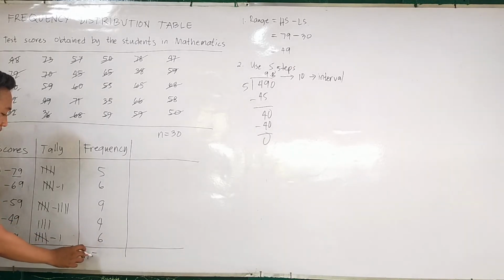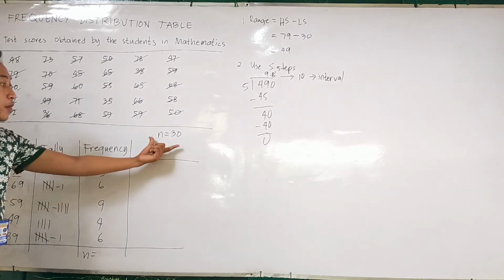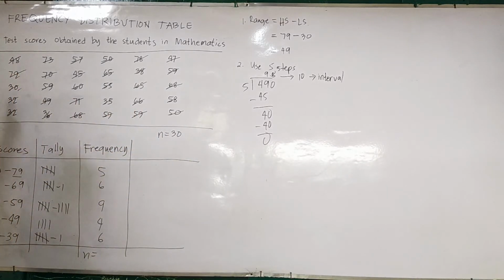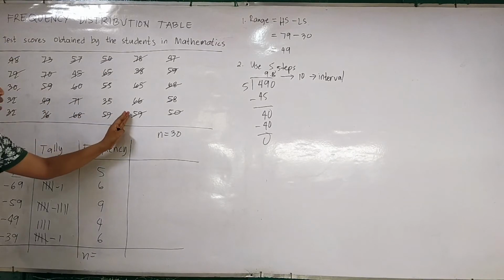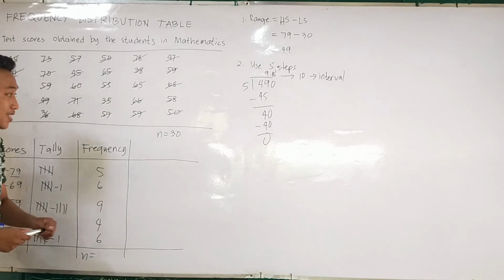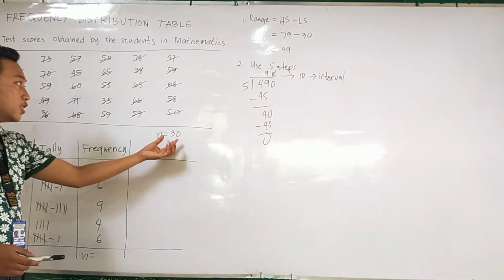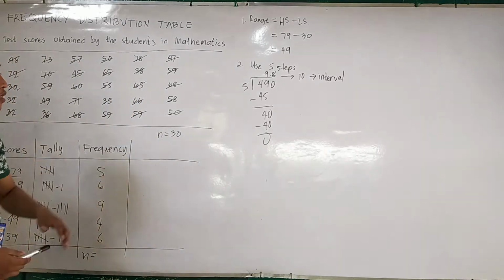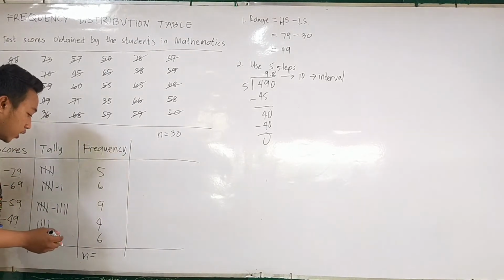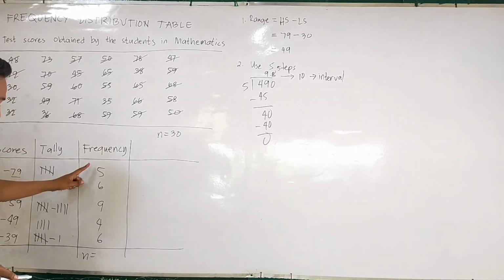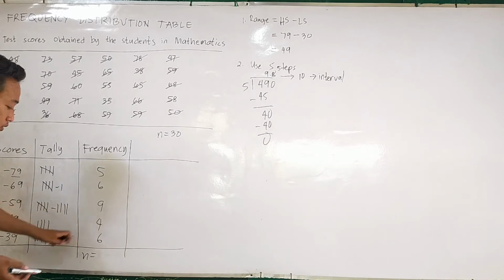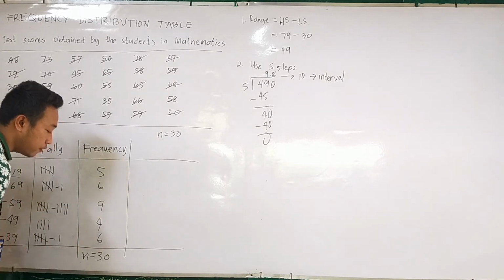If we are going to add these, it must be equal to the number of respondents or the sample size. Our sample size here is 30 because we have 5, 10, 15, 20, 25, 30. It must be equal to 30. If it does not equal 30, it means that you have missed something from the data that you have gathered in the tally and the frequency column. So let us check. We have 10, 20, we have 30. Okay, so that is perfect.